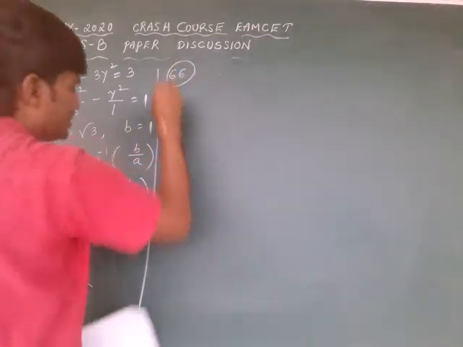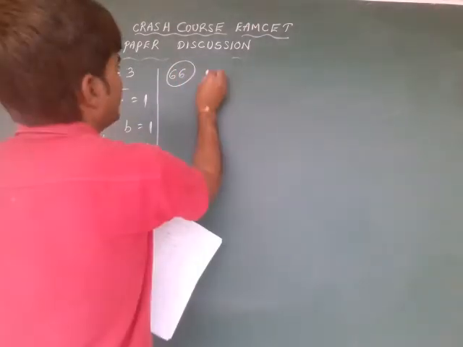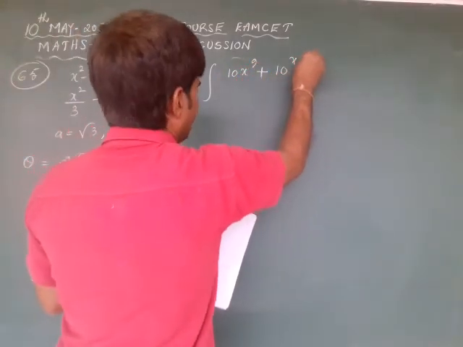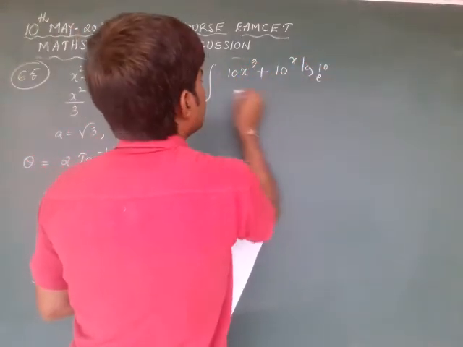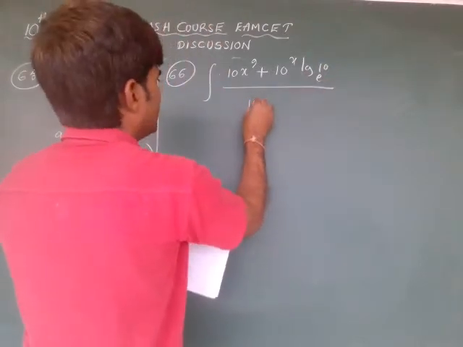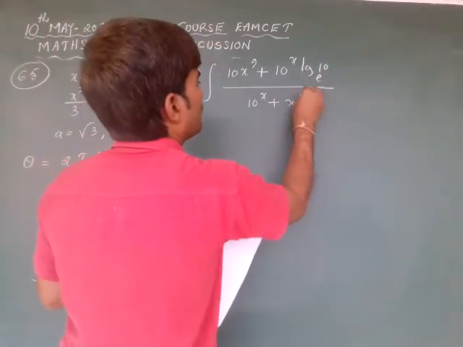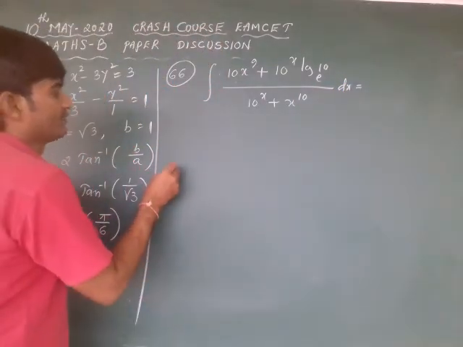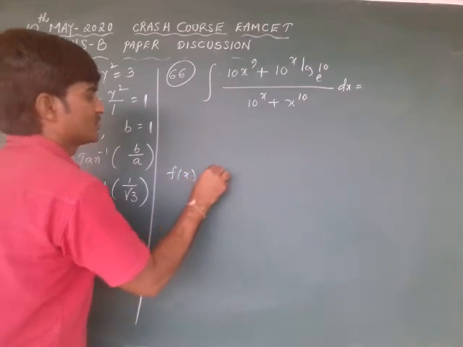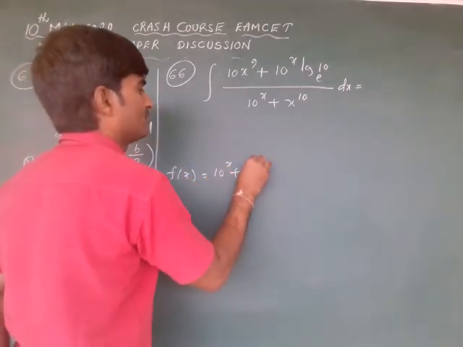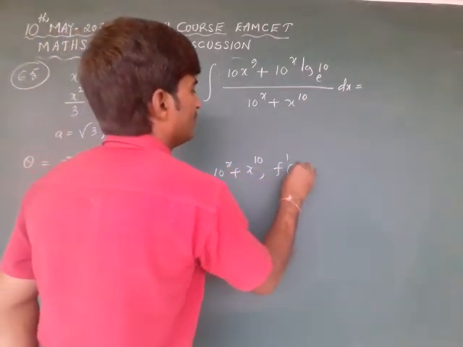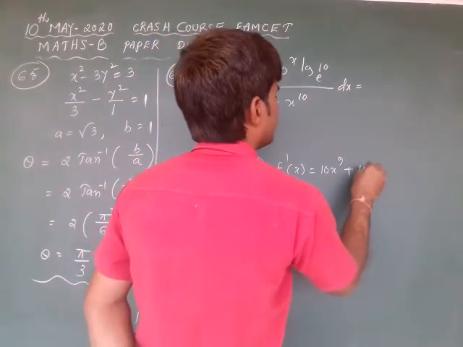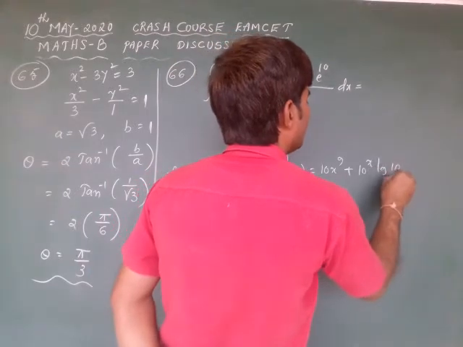Next, 66. Integral of (10 into x to the power of 9 plus 10 to the power of x into log 10 base e) whole divided by (10 to the power of x plus x to the power of 10) dx is equal to? Let us consider f of x is equal to the denominator, 10 power x plus x to the power of 10. Its derivative f dash x is equal to the numerator, 10 into x power 9 plus 10 power x into log 10 base e.